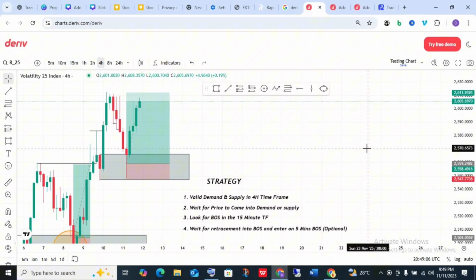This strategy has over 75% win rate on these pairs, I'm telling you: Volatility 25 and Volatility 75. It probably works on other pairs, but these are the two that I have back tested this strategy on and they work very well.